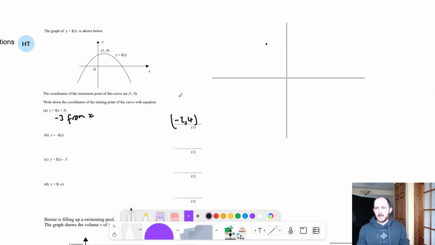Okay, cool. For minus f of x, this is actually your first reflection. If it's outside the bracket, it affects y, and it does exactly what it says. So I'm just timesing y by minus 1. So instead of 1, 4, we actually have 1, minus 4. Now what this actually looks like is a reflection in the x-axis.